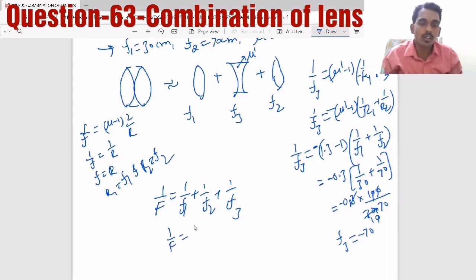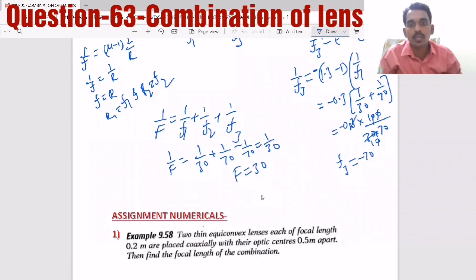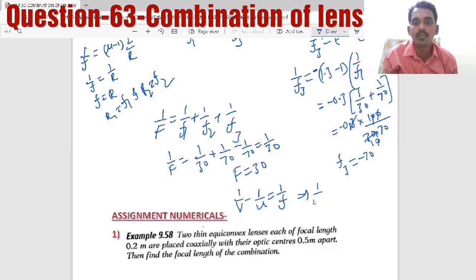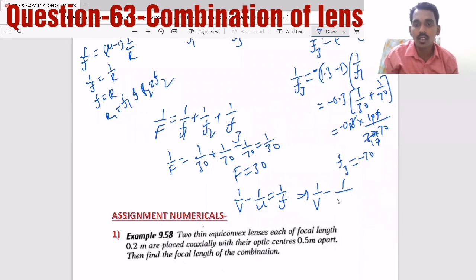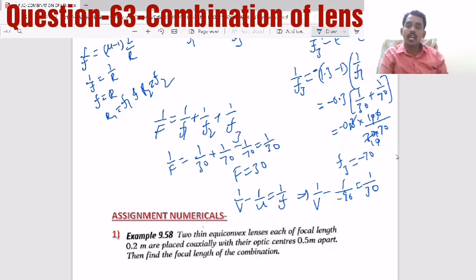Now 1 by f equals 1 by f1, which means 1 by 30, plus 1 by f2, which is 1 by 70, and then minus 1 by 70. So 1 by 30. So the effective focal length is 30. Now the combination is behaving like a convex lens of focal length 30. Then you can apply the formula 1 by v minus 1 by u equals 1 by f, where the object is placed at a distance of 90 centimeter from the combination. That means the object distance will be 90, with f of 30. Then you will get the final image distance.